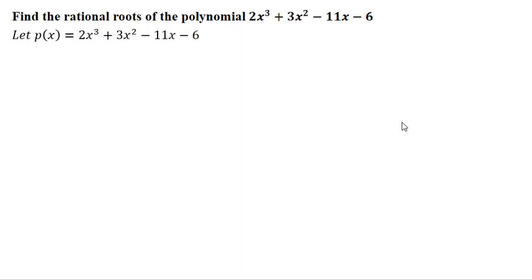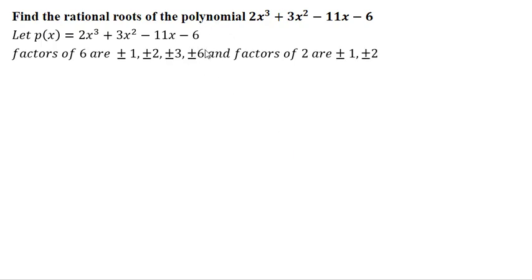Now here let us consider the given polynomial is px, 2x cube plus 3x square minus 11x minus 6. Now here first I will find the factors of 6, which are plus or minus 1, plus or minus 2, plus or minus 3, plus or minus 6. Now for any number, the negative number is also a factor. So I will take both the numbers. And I will take the factors of 2 also, which are plus or minus 1 and plus or minus 2. Now I will find all the possible combinations of these factors and these factors. So that will give me possible roots.